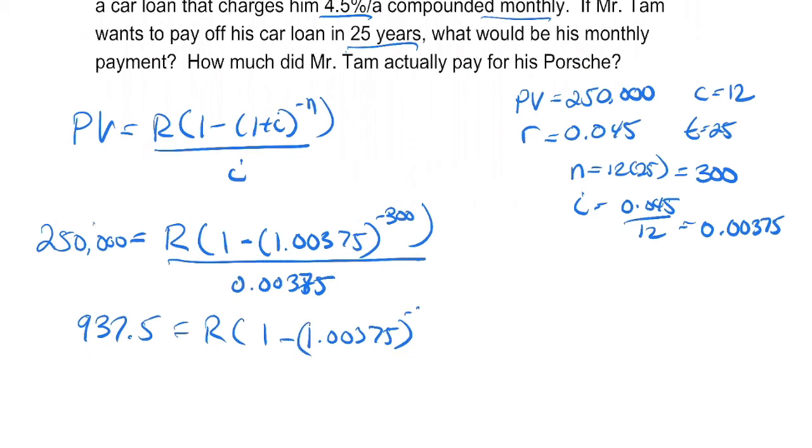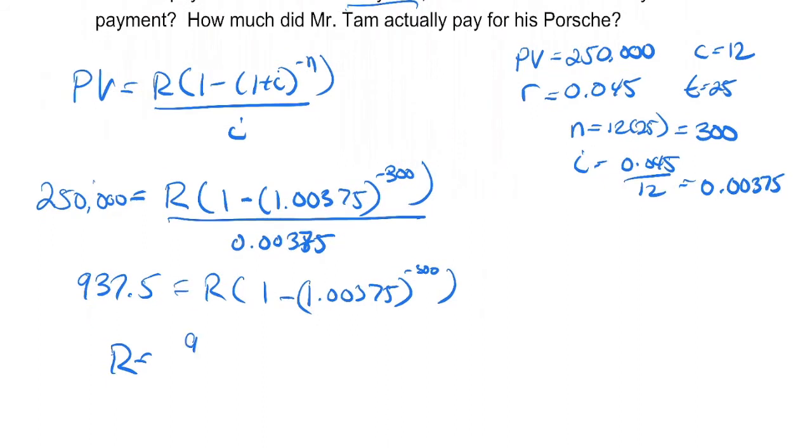To the power of negative 300. So it's important that we do that calculation first before subtracting it from 1. So really we just isolate for R. So R is going to be 937.5 divided by 1 minus 1.00375 to the power of negative 300.